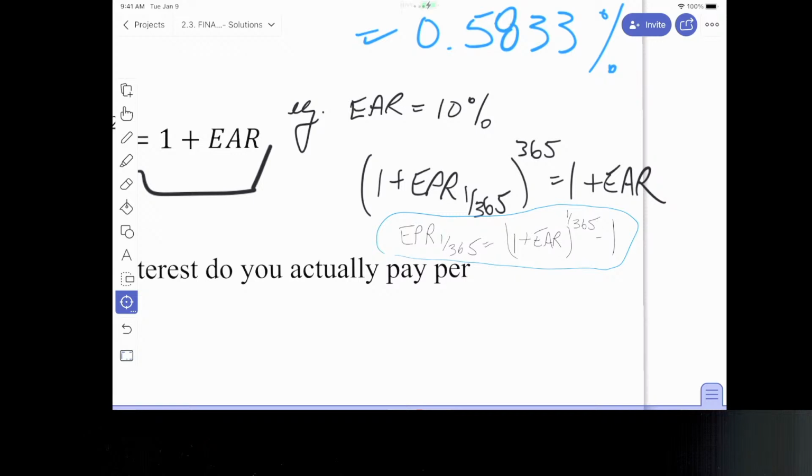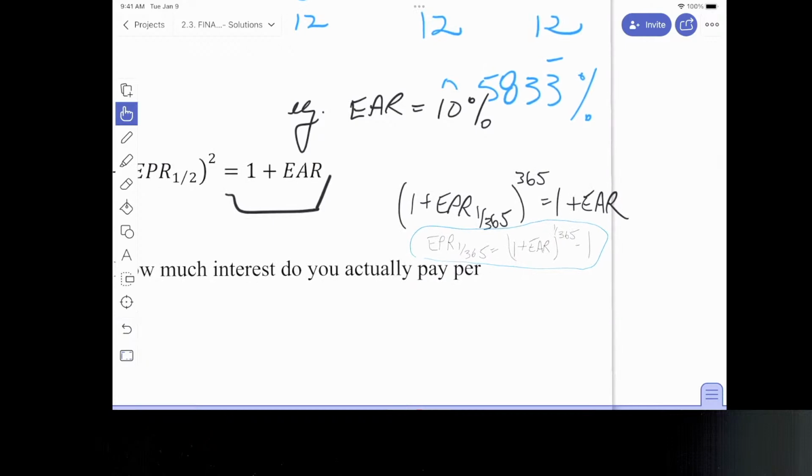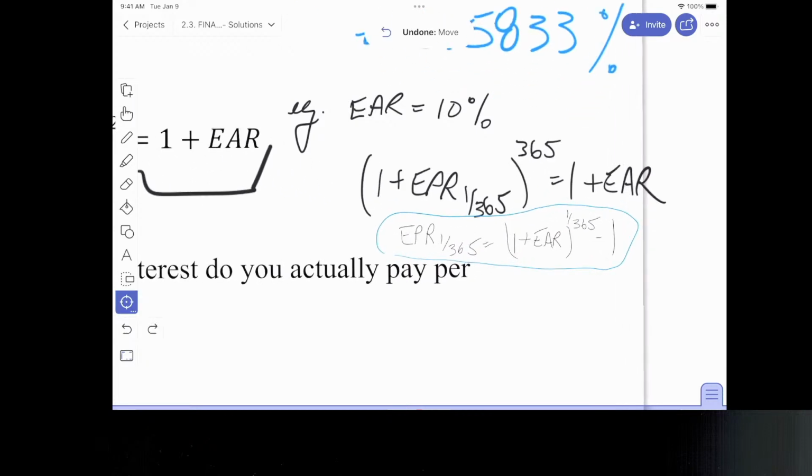Okay, so with that, let's do some examples together. Oh, I wanted to show you the continuous compounded rate. Well, first of all, let's calculate what that would be. If the effective annual rate was 10%, then you would take 1.1 to the power 1 over 365 minus 1. So how do you put that in your calculator?